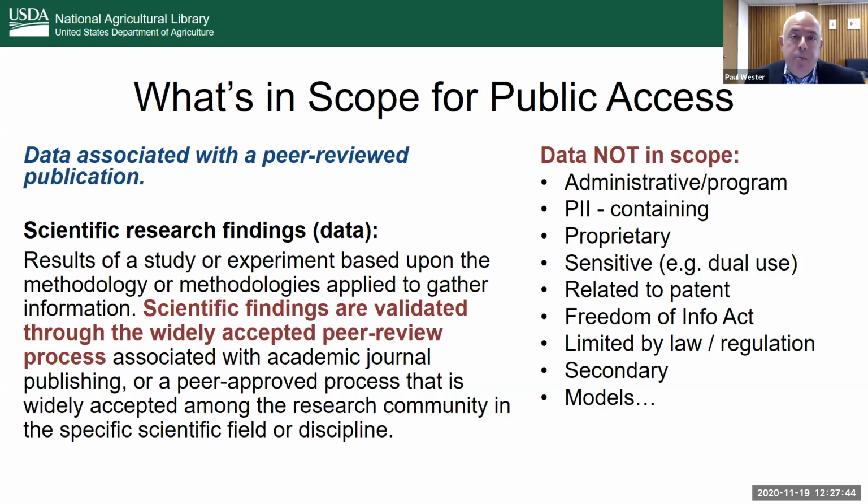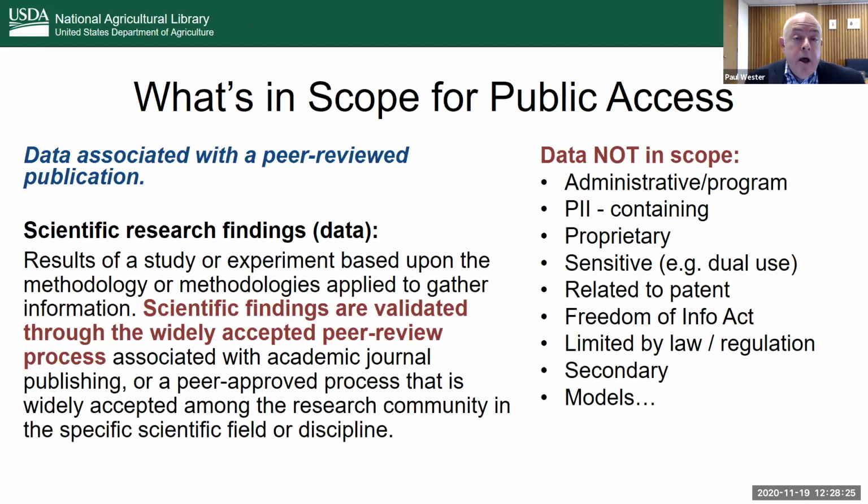What is not within scope of the public access policy is administrative or program data about how research is conducted or other kinds of administrative activities within ARS. Personally identifiable information or other information that's covered by other statutes or regulations around not making those data accessible. And we have some of those identified here: proprietary data, potential dual use data, data related to patent or other business protections, data that are covered by the Freedom of Information Act, limited by other laws or regulations.